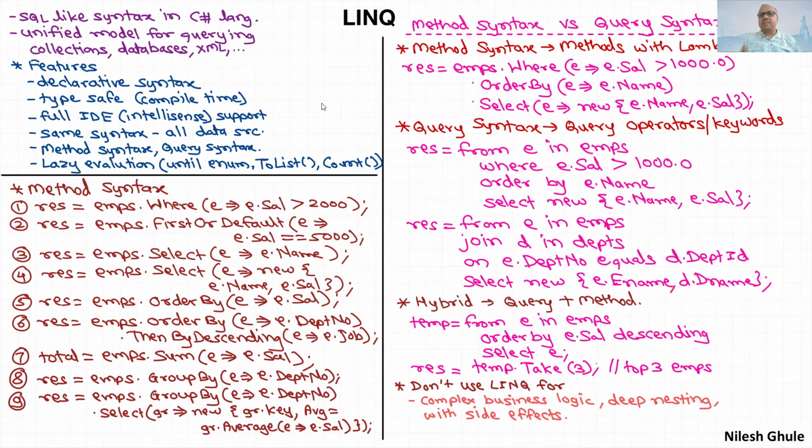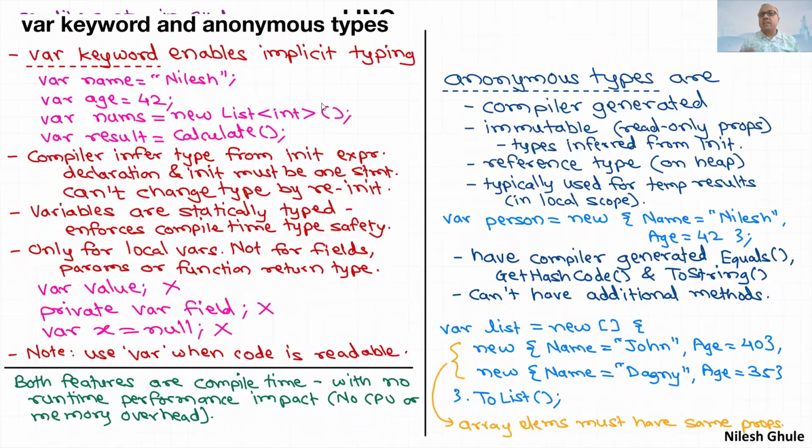In the previous class, we talked about .NET collections. And now I'm super excited to tell you about a very interesting feature of .NET, that is nothing but Language Integrated Query. But before we move on to the session, you need to understand two important prerequisites. One is the var keyword and another is anonymous types.